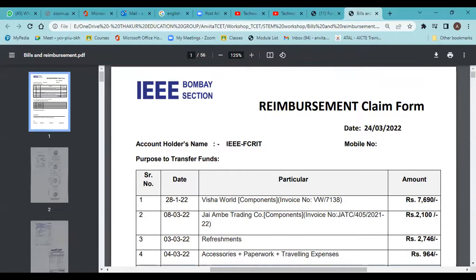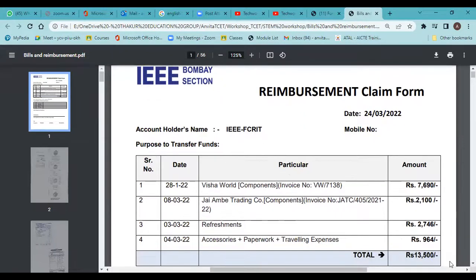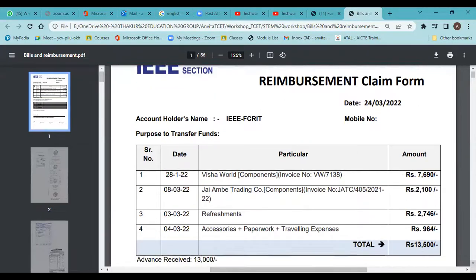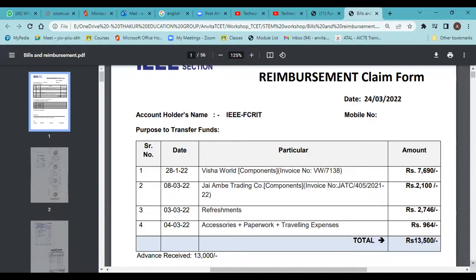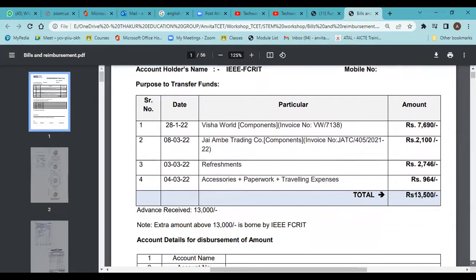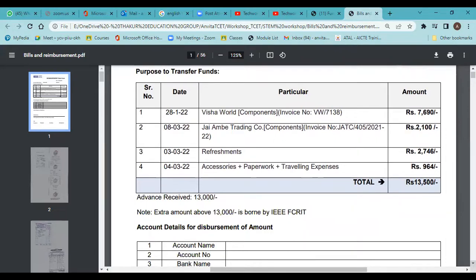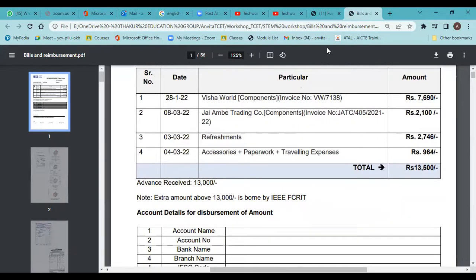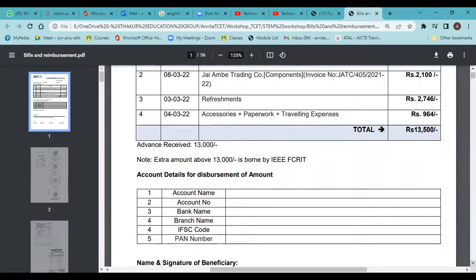So you see the invoice with the invoice number, these are all GST bills. The refreshment, as I told you, the traveling and other things, they were without GST. So this is what you submitted. Initially, you have already sent me the form. Scroll down. So you will write here advance received once you complete it and spend the amount. And the account details are not needed now. Initially, what you have sent me, we will be consolidating into one sheet and sending it to the Bombay section.